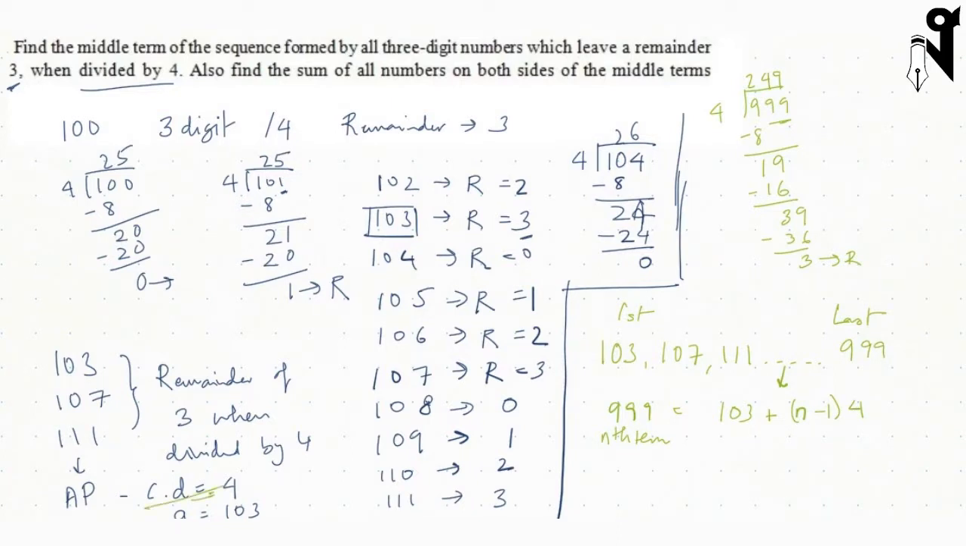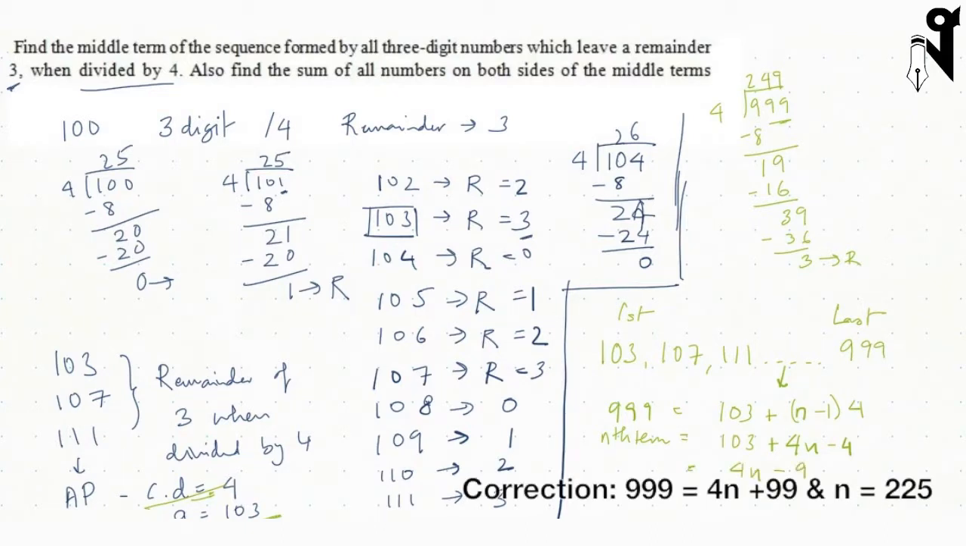Okay, and a, which is the first term, is 103. So this gives me 103 plus 4n minus 4, which is basically 4n minus 99. So you can see that this is a linear equation in n. N is a variable. Let's figure out the value of n.